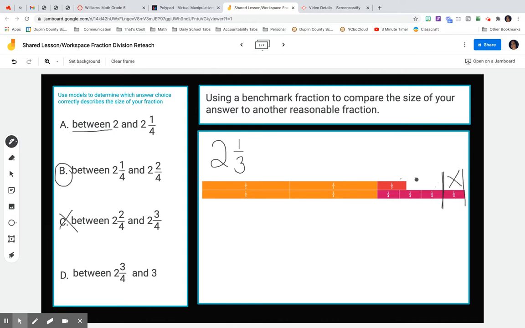So no. Going back to my answer falling between 2 1/4, which is here, and 2 2/4, which is here, made sense and was reasonable. And that is how we got answer B, by drawing the model to compare the fractions.